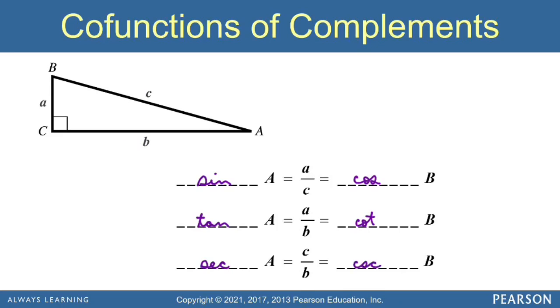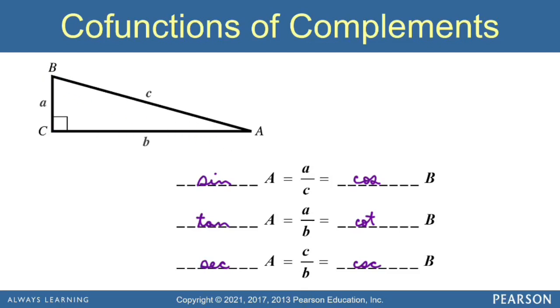Okay, now look at this. The sine of one angle is the cosine of the other angle. The tangent of one is the cotangent of the other. The secant of one is the cosecant of the other. And how are these two angles related to each other? Well, let's think about it. They are the two acute angles in a right triangle.